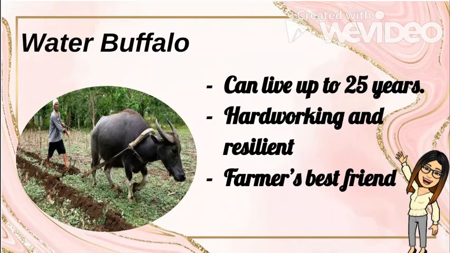First, we have the water buffalo, or what we call the carabao. Class, do you know that they can live up to 25 years? So that's how long they can live in this world. It depends. Plus, they are very hardworking and resilient. They are the farmer's best friend. Why? Because they are always there with the farmer.